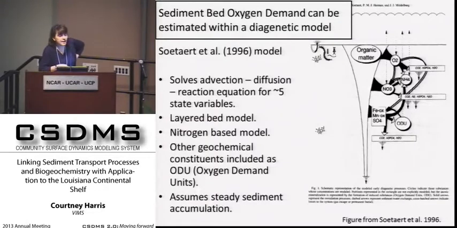But like most diagenetic models, Sodert's model assumes that we have slow, steady accumulation of sediment. They were typically developed for deep sea environments where you could assume slow raining of particulate organic matter, so that our pore water species and organic matter is slowly advected downward in our sediment core.